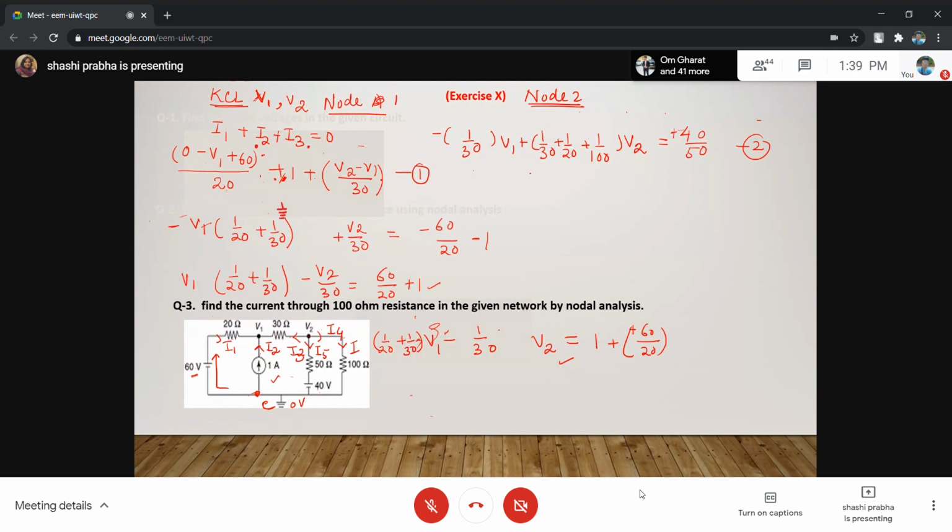With both these equations, what do we have to find? The current through the 100 ohm resistance. So what is the current through the 100 ohm resistance? I4. What is I4? V2 minus 0 upon 100. Is it? So you will simplify for V2, and V2 upon 100 is the current I4. This is question number 3.